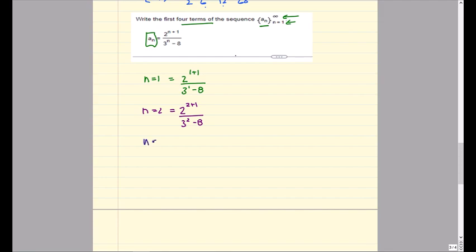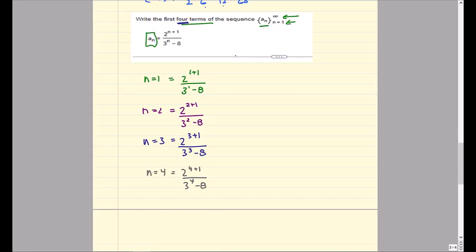Let's do n equal 3. And again, we're doing the first 4 terms of the sequence. So this would be 2 to the 3 plus 1 all over 3 to the 3rd minus 8. Fourth term, 2 to the 4 plus 1 all over 3 to the 4th minus 8. Now notice in the exponent, the plus 1 is in the exponent. Down here, the minus 8 is not in the exponent, so make sure you're clear about how you're writing that out.